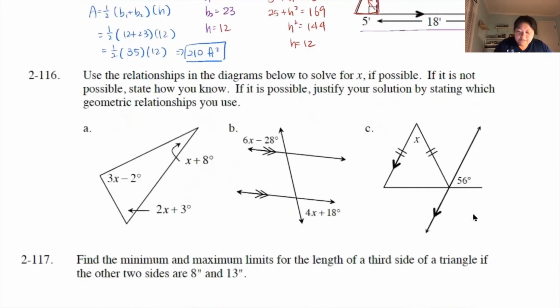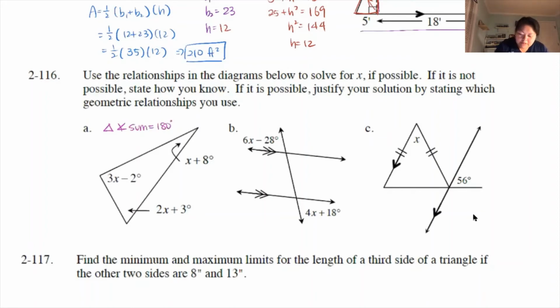Next, use the relationship in the diagram below to solve for x if possible. If it is not possible, state how you know. If it is possible, justify your solution by stating which geometric relationship you use. First one, I have a triangle and I see 3 angles. So this is a triangle angle sum. And they add up to equal 180.